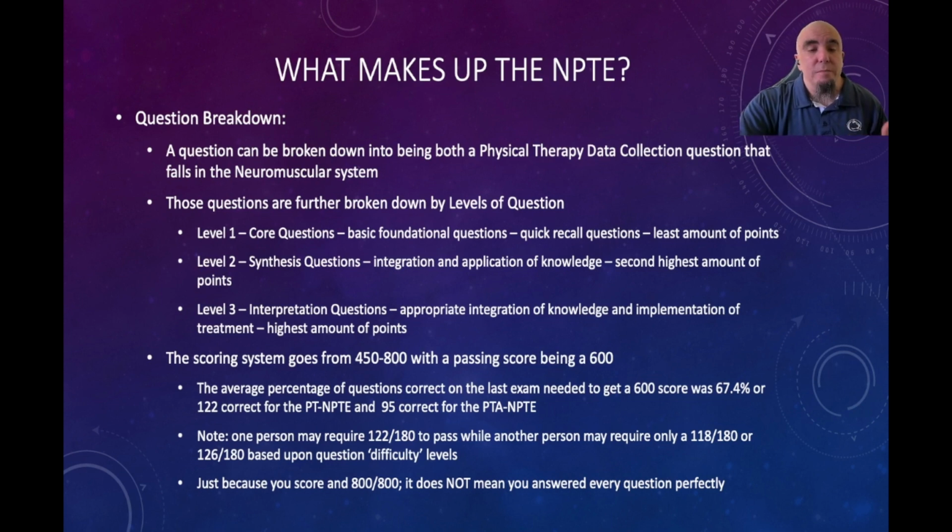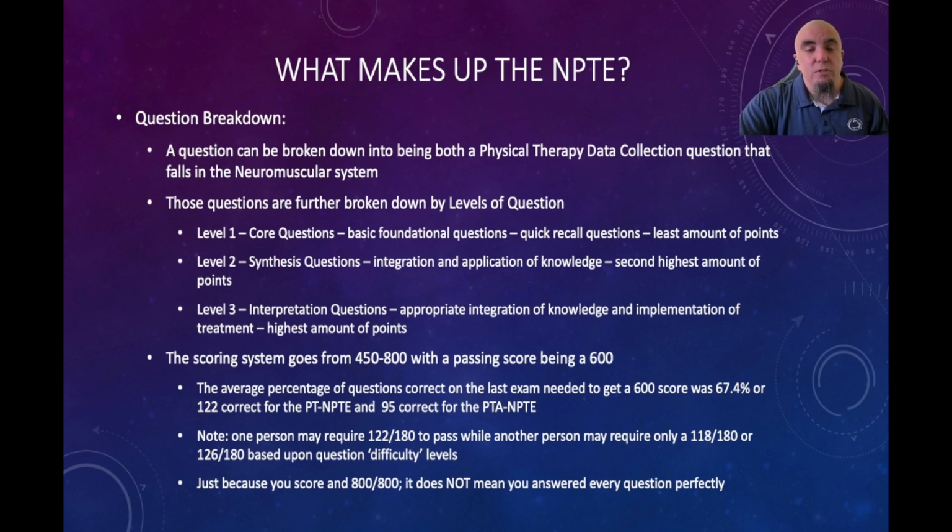Level 2 is going to require some synthesis. So it's going to require an integration and application of your knowledge. These are the second highest level of points. So these are going to take that level of questioning, instead of just asking you what is the origin of the brachioradialis or the brachialis or the biceps brachii, and maybe then apply how those muscles interact together and what the presentation is going to be like if a patient has damage to something like the musculocutaneous nerve.